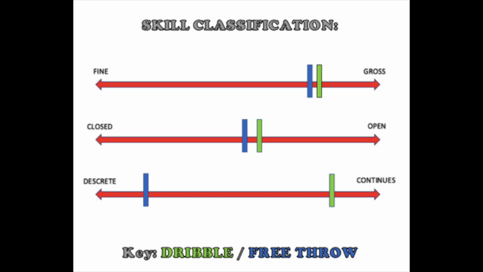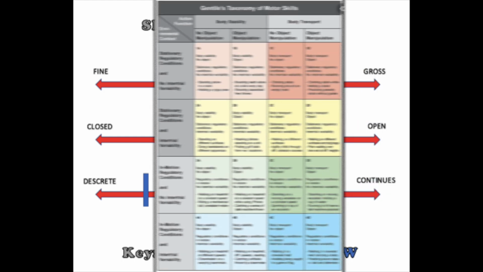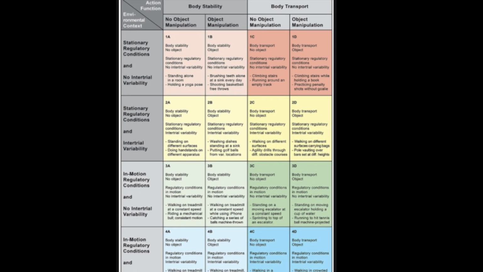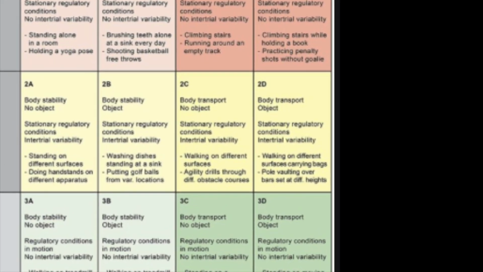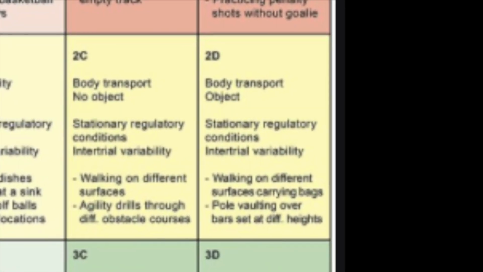When it comes to skill classification, both a dribble and a free throw are gross motor skills. They can both be either closed or open depending on the environment, whether it's an indoor court or outdoor court, and a dribble is continuous whereas a free throw is discrete. Using Gentile's taxonomy table, we believe that both basketball shooting and dribbling fall under the 2D category.